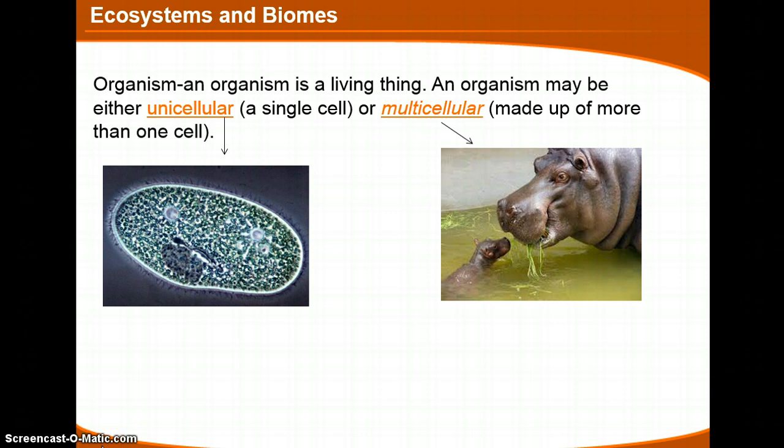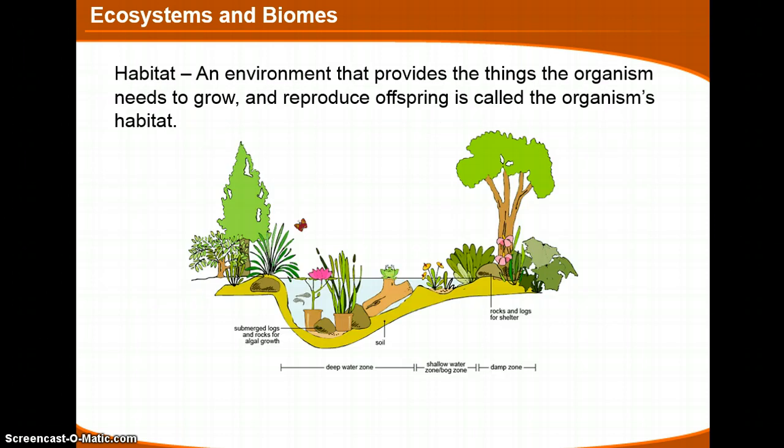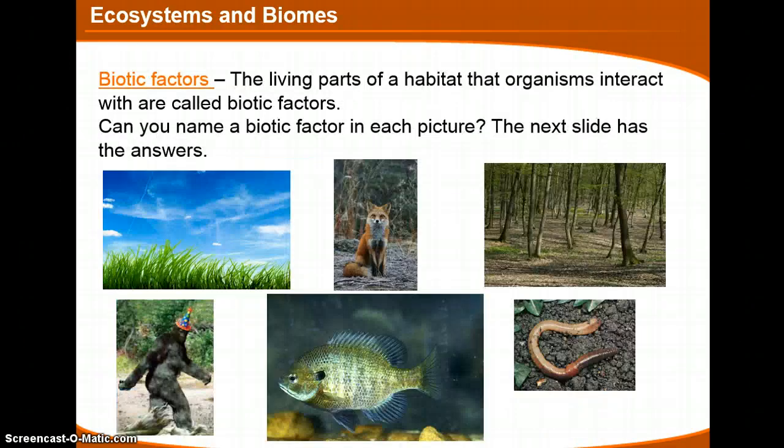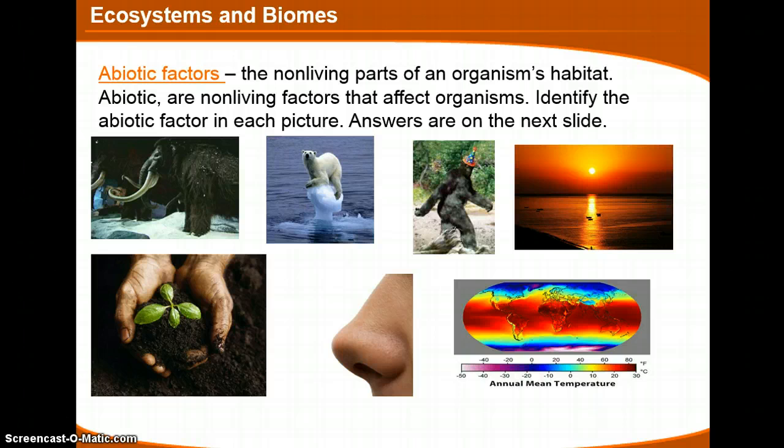Now for a quick review of everything before the test. We talked about organisms. They can be unicellular or multicellular. They're the first step. From there, we talked about habitats and the fact that organisms live in different habitats based on their requirements. Talked about biotic factors, which are living things, and we talked about abiotic factors, the non-living parts of an organism's habitat. Those would include things like water, air, soil, sunlight, temperature.